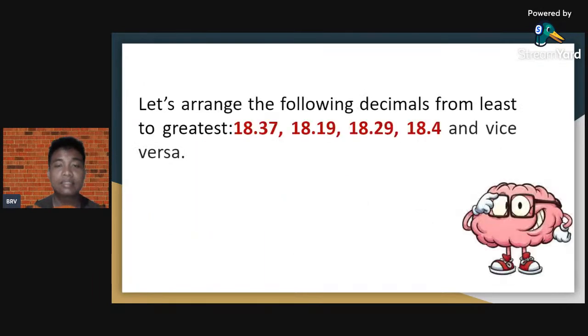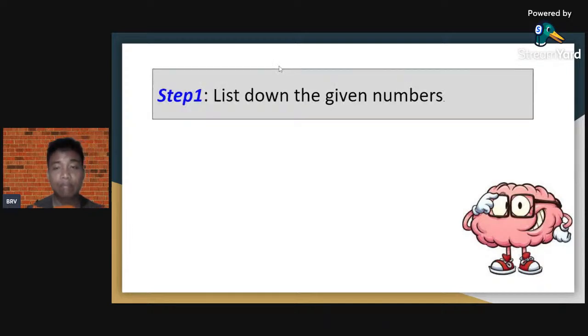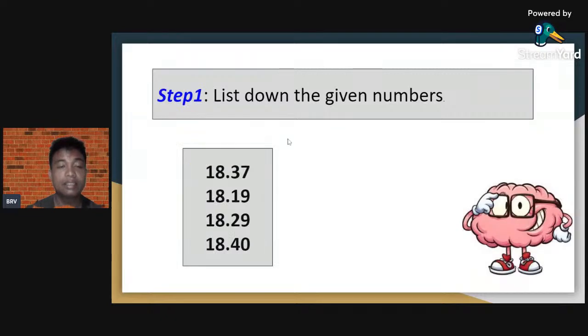Next, let's arrange the following decimals from least to greatest. First, we have the technique. List down the given numbers in a vertical way, so that it will be easy for us to compare the digits.